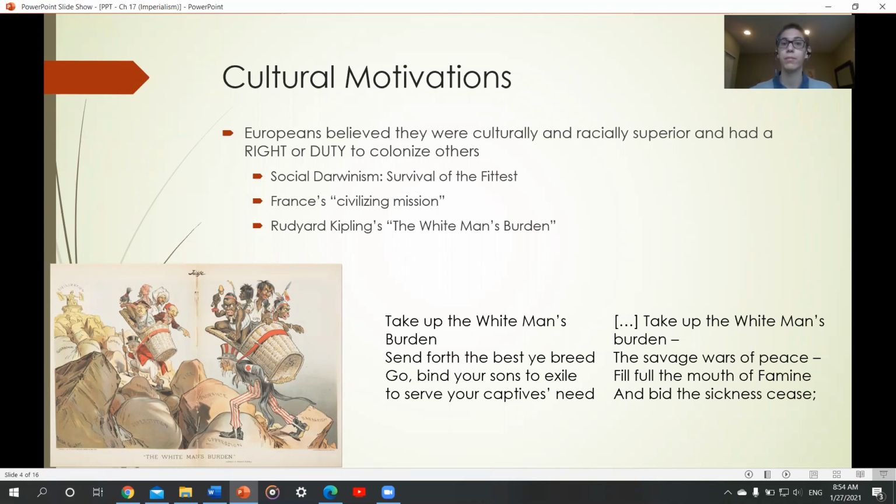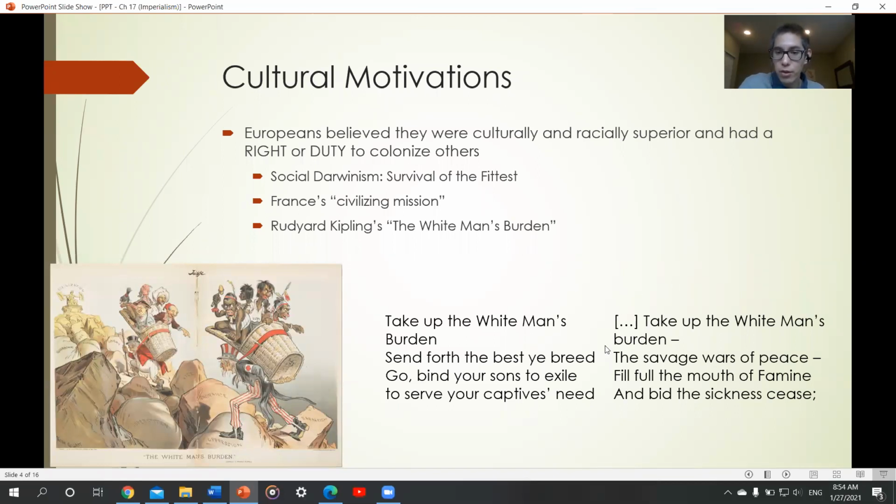In one excerpt of the White Man's Burden, Rudyard Kipling wrote, "Take up the white man's burden, send forth the best ye breed. Go bind your sons to exile to serve your captives' need. Take up the white man's burden, the savage wars of peace. Fill full the mouth of famine and bid the sickness cease."